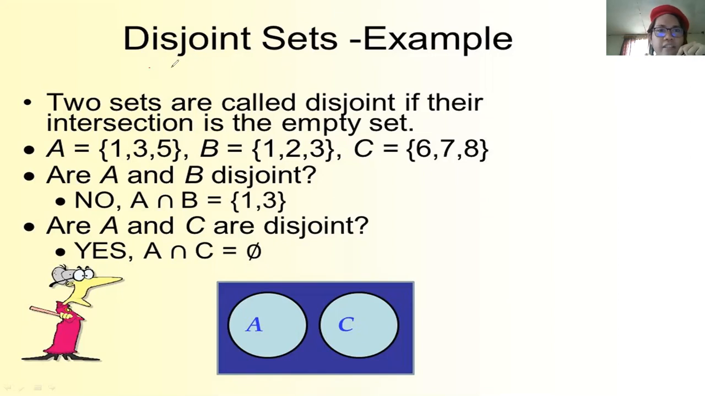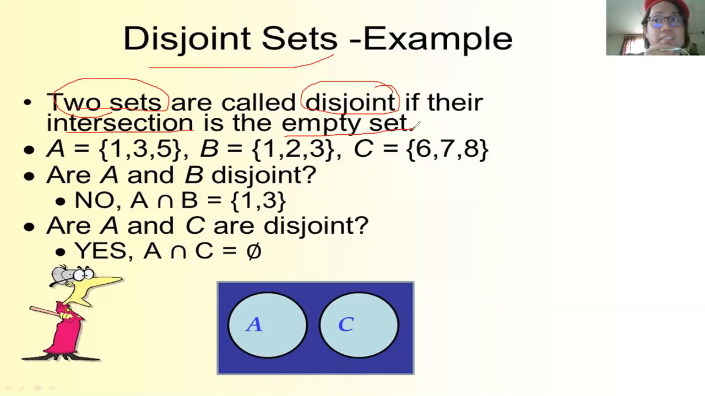So what are disjoint sets? We will highlight the term disjoint sets. Two sets are called disjoint if and only if their intersection is the empty set. If the intersection of the given sets is empty or a null set, then we can say that the sets are disjoint, as simple as that. No common element, no intersection. In short, the intersection is the empty set.